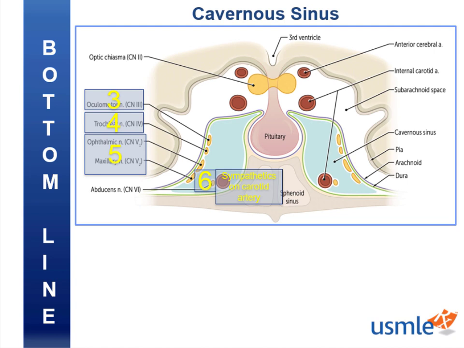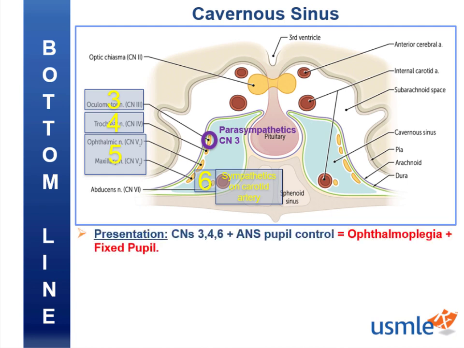Do not forget that parasympathetic fibers run on the outside of cranial nerve 3. If you know the anatomy of the cavernous sinus, presentation of syndromes becomes manageable, as cranial nerves 3, 4, and 6 control all eye movements, and the autonomic fibers on cranial nerve 3 and the carotid artery control pupillary size. If injured, ophthalmoplegia and a fixed pupil may occur.